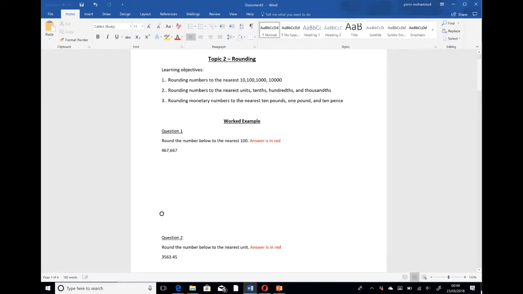So in this video I'm going to be going over topic 2, which is rounding. At the end of the lesson you should be able to round numbers to the nearest 10, hundreds, thousands and 10,000. You should be able to round numbers to the nearest units, tens, hundreds and thousands. And lastly you should be able to round monetary numbers to the nearest £10, £1 and 10 pence. So let's go over the worked examples.